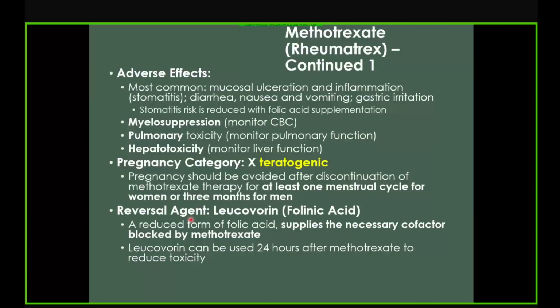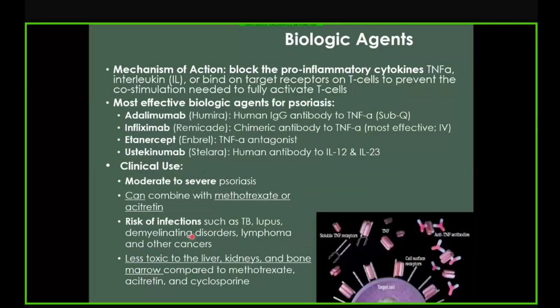We do have a reversal agent. I told you that this is one of those big ones that we see with our med errors. We can use leucovorin, which is a folinic acid, and that supplies the cofactor that is blocked by the methotrexate, which is the same reason why we supplement with that folic acid. So your leucovorin is your rescue if somebody has been given too much methotrexate, okay? Leucovorin is your rescue. And then the last one that we're going to talk about today, your biologic agents.